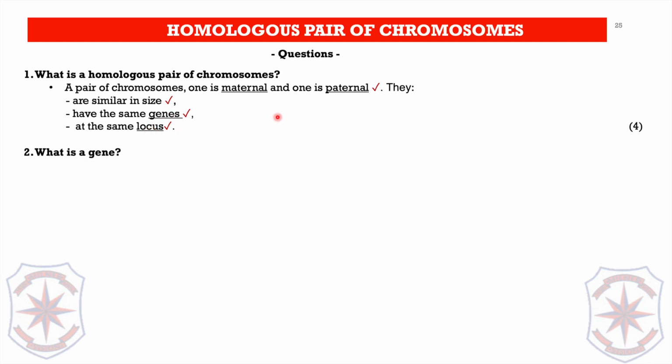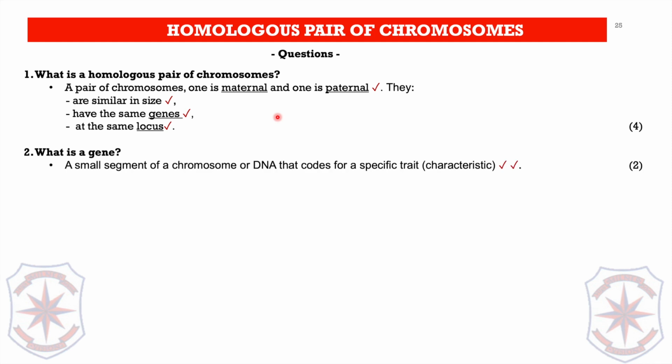So when you speak about a gene, what is a gene? A gene is a small segment, a small piece, or a small part of a chromosome or a DNA that codes for a specific trait. When we talk about traits, it is a scientific term referring to characteristics. Okay? So a gene is a small piece of DNA that codes for specific traits or specific characteristics.